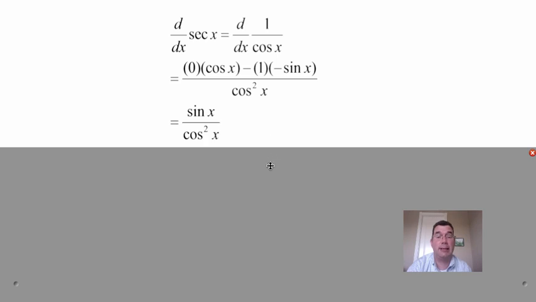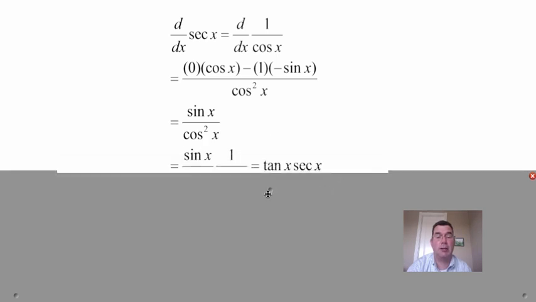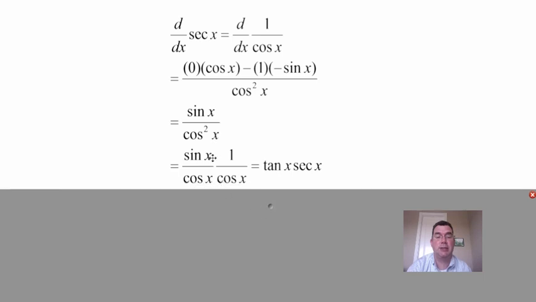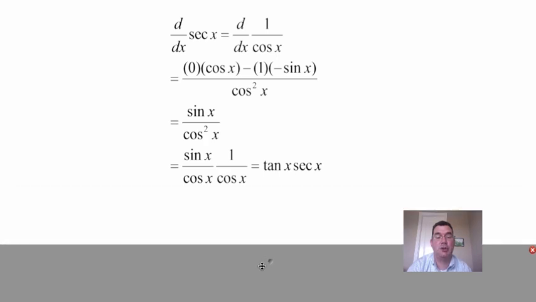And again, I want to write this without using fractions if at all possible. So I'll separate it into sine x over cosine x times 1 over cosine x. So that is just tan x times secant x. All right, that's 2 of the 3.